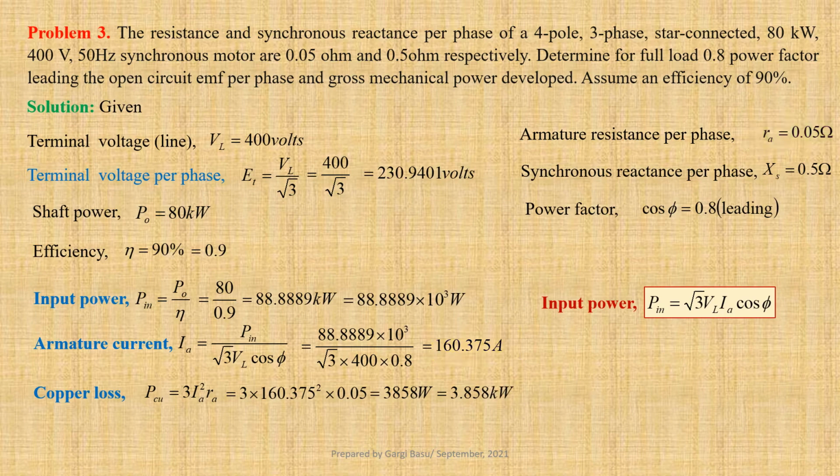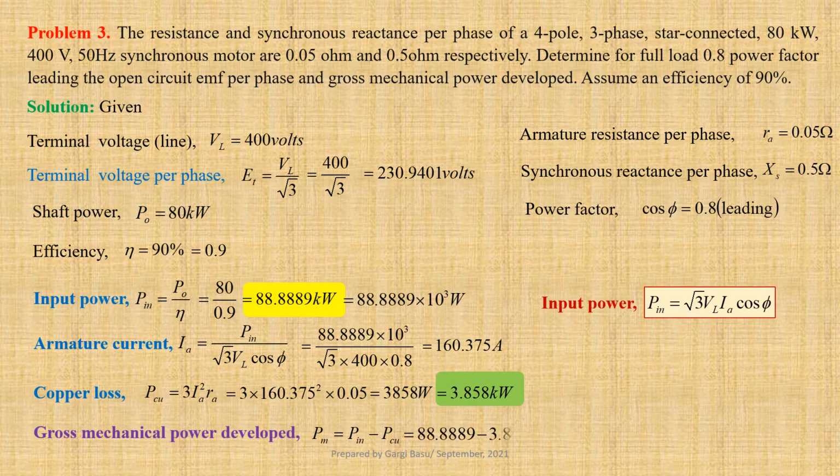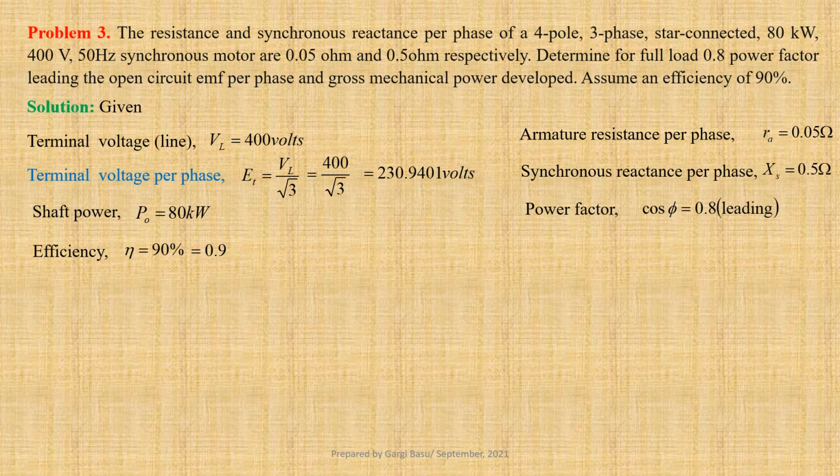Now we shall determine gross mechanical power developed. PM equals Pin minus P copper. Using values we get 88.8889 minus 3.858, that gives us 85.0309 kilowatts.